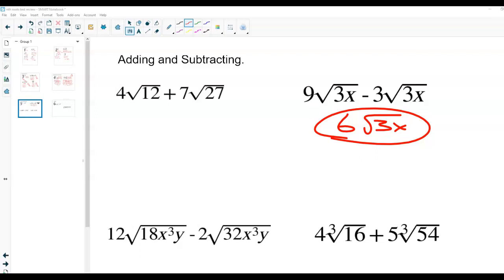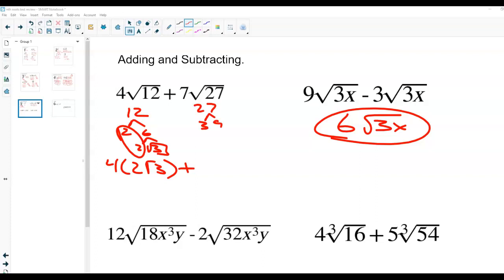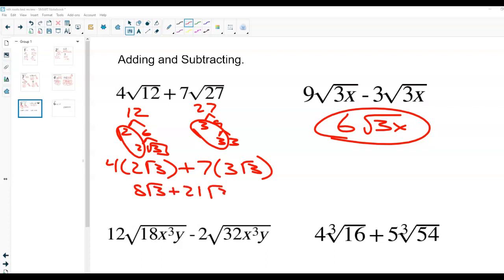Let's see if we break 12 down, what happens. We get 2 and 6, we get 2 and 3. So that becomes 4 times 2 root 3. Plus, with the 27, 3 and 9, 3 and 3. That becomes 7 times 3 root 3. 8 root 3 plus 21 root 3 equals 29 root 3.